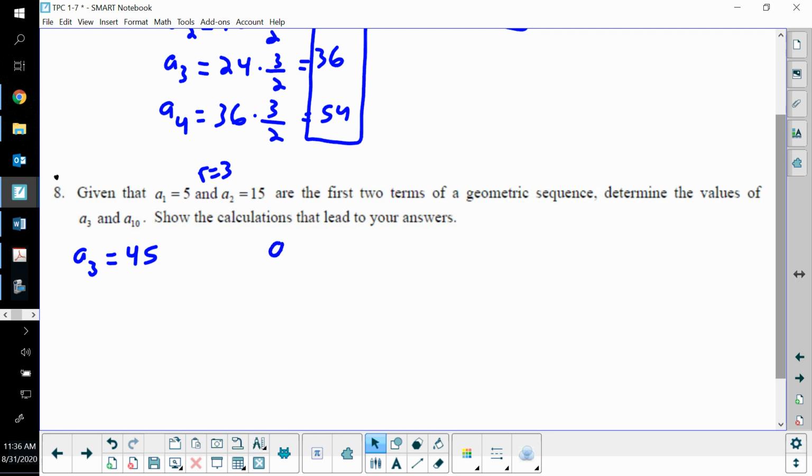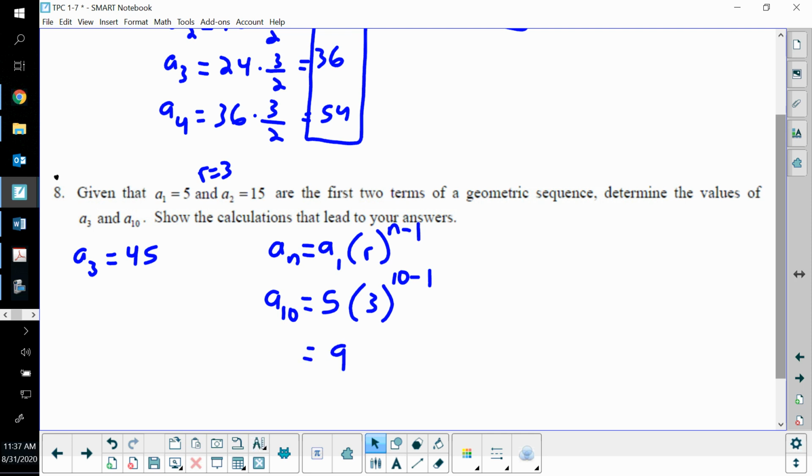Well, to find A10, we would want to use our geometric sequence formula from our reference sheet. Remember, to get in the habit of putting that R in parentheses, we want to do A10. Our first term we knew was 5. R we said was 3. And we're doing 10 minus 1. And when we punch that in, we get 98,415. And I guess we could just show here that we did 15 times 3 to get the 45, because it specifically says to show our calculations.